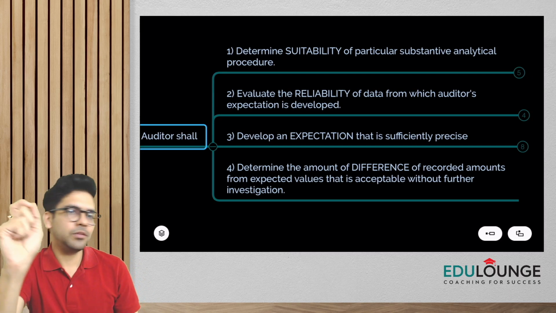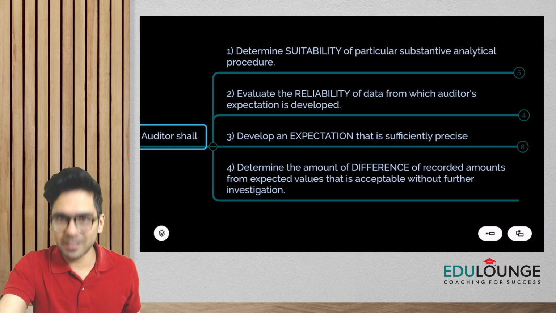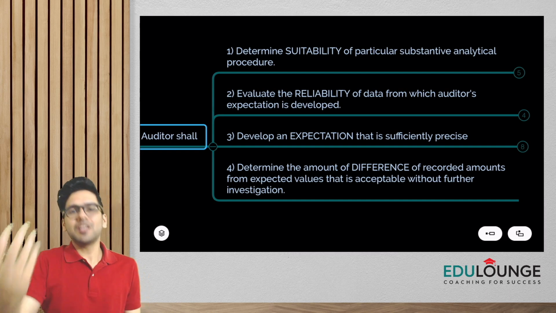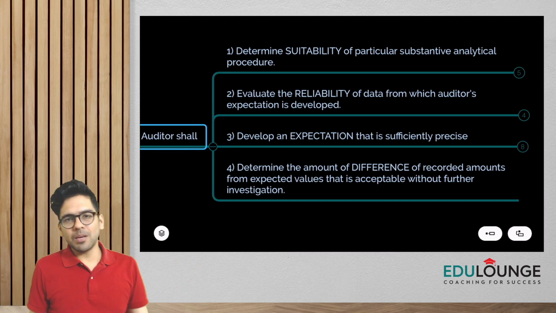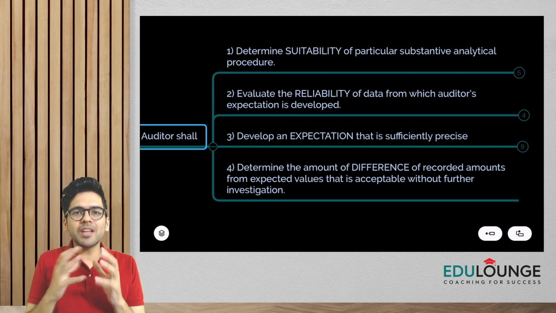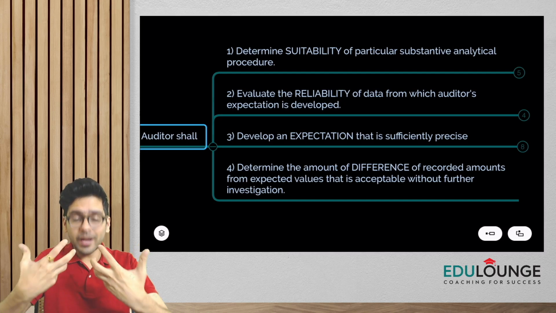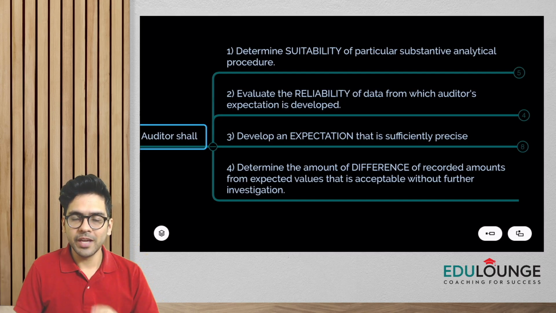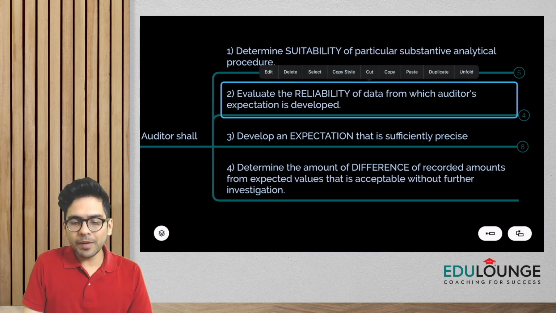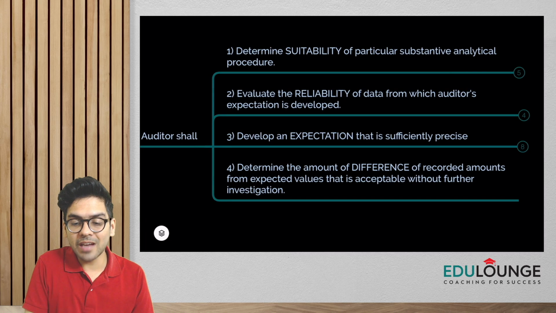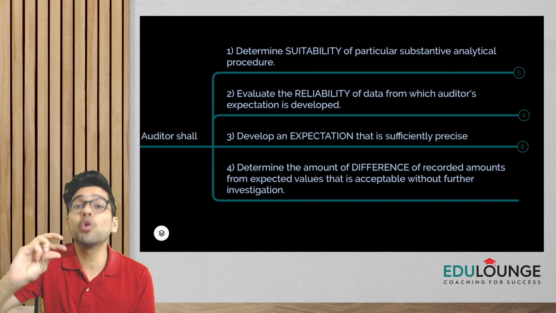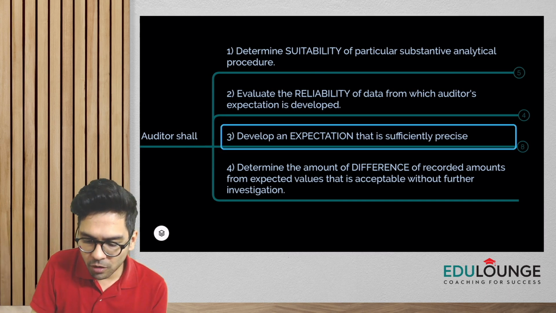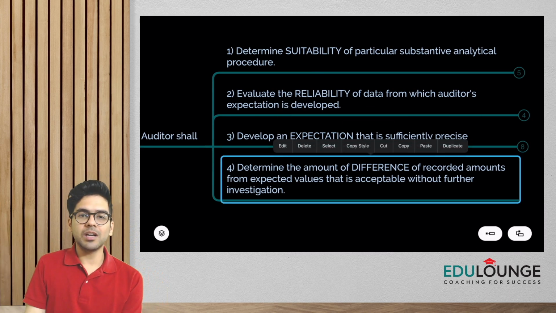So the very important thing is, guys, when you develop this expectation, let's say with respect to GP ratio, it can't be a random expectation. Oh, let's assume the GP ratio is 10%. No, this expectation that you develop has to be, as much as possible, very close to the actuals. It must be very precise. And for that, you have to see the reliability of data from which the auditor's expectation is developed. The more reliable the data is, the more precise your expectation would be, and then you're going to develop an expectation which is sufficiently precise.